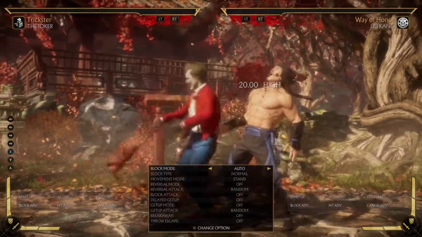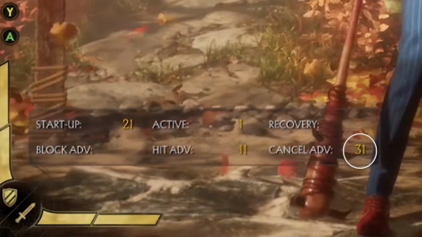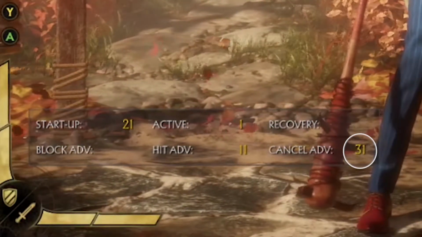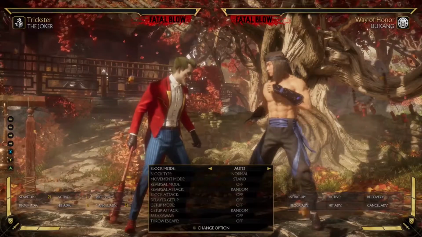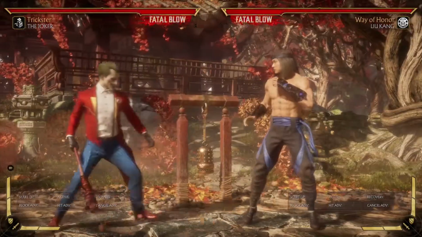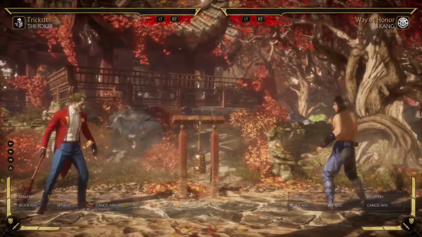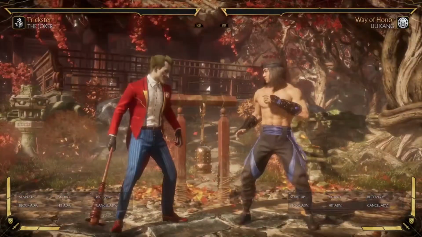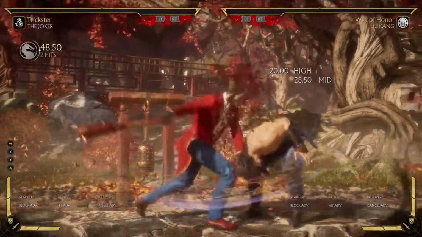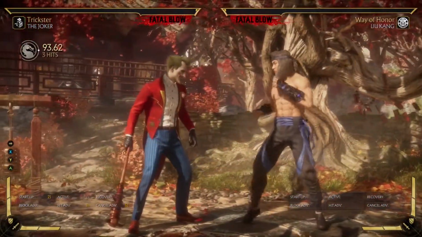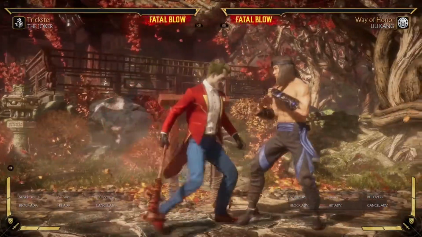Let's look at the data here. Okay, I do this. Cancel advantage of the kick that he just did, the 1, 2, 3, is 31. Look at the bottom, 31. And what's the startup on the Batsy Pew Pew? 33. Huh. 33 startup on this projectile and a 31 cancel advantage on hit of this. Okay, so what's gonna happen if I do this?